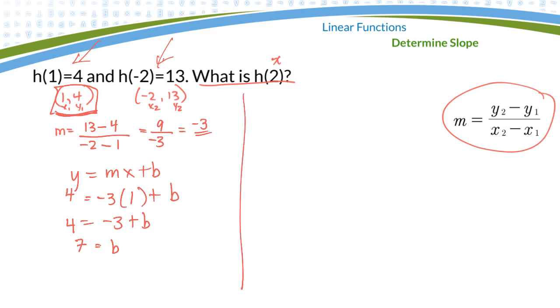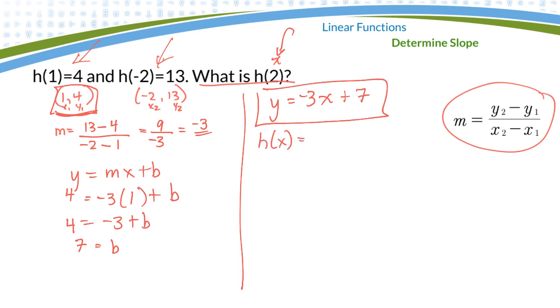So therefore, the equation of my line is y is equal to, what was my slope? Oh, -3x. My y-intercept is a +7. So that's the equation of my line. In the question, though, they actually say, what is h of 2? And I guess I could have written this instead of y there. I could have written h of x is equal to -3x plus 7.